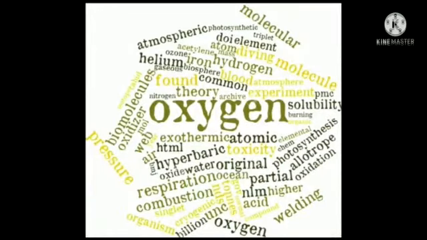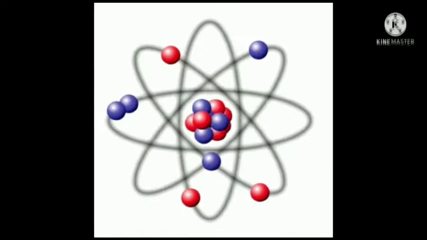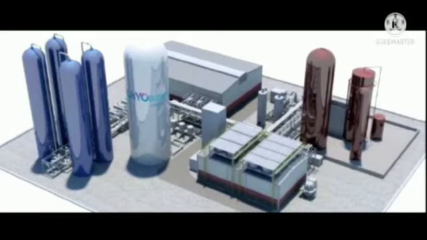Natural oxygen consists of three isotopes, which are atoms with the same number of protons but different number of neutrons. These isotopes are oxygen-16, 17, and 18. Oxygen-16 is the most abundant, responsible for 99.762% of the element. One way to purify oxygen is to distill it from liquefied air.